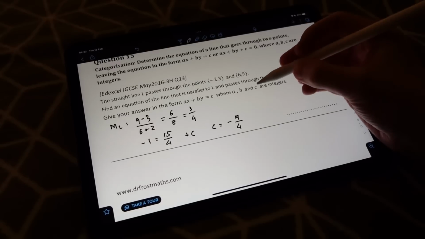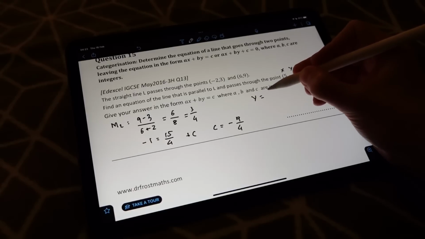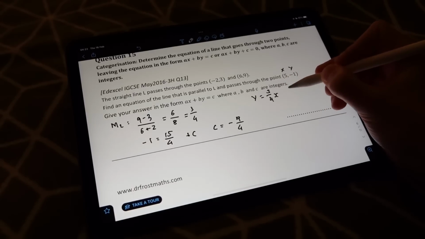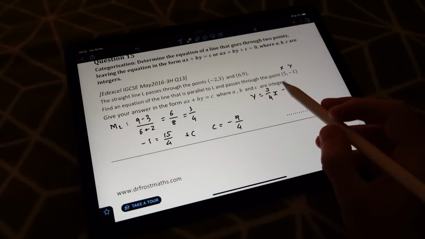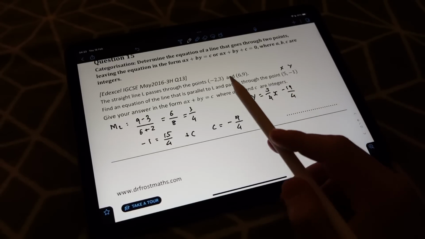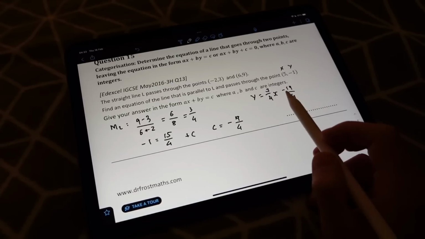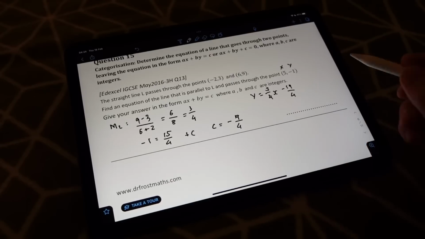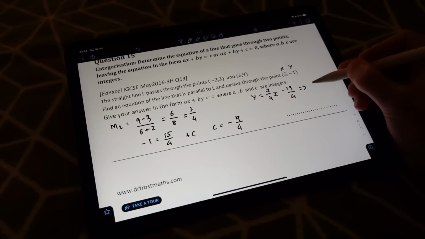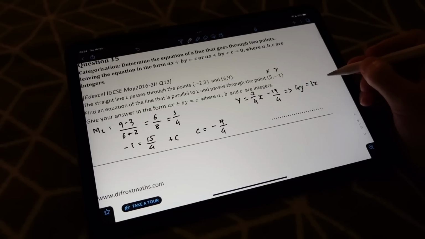Because right now I have it in the form y is equal to 3 over 4x minus 19 over 4. But they don't want fractions, they want integers. So to do that, we are going to rearrange and multiply everything through by 4. So let's begin by multiplying everything through by 4. And that will simply give us 4y is equal to 3x minus 19.